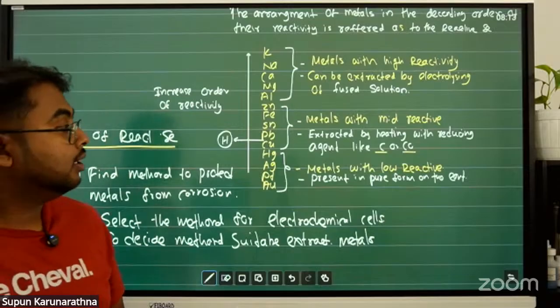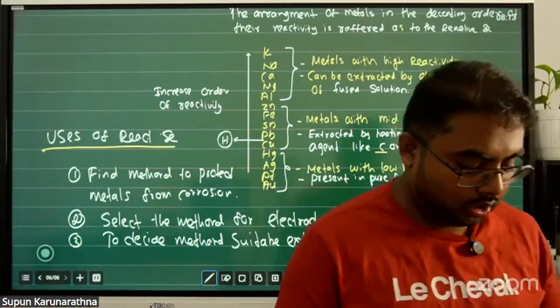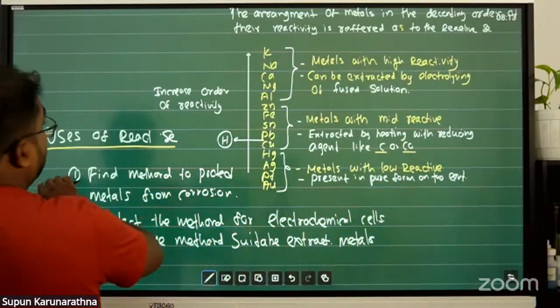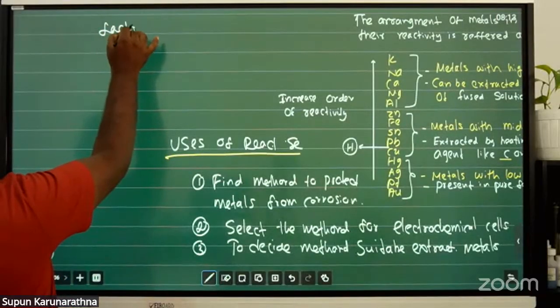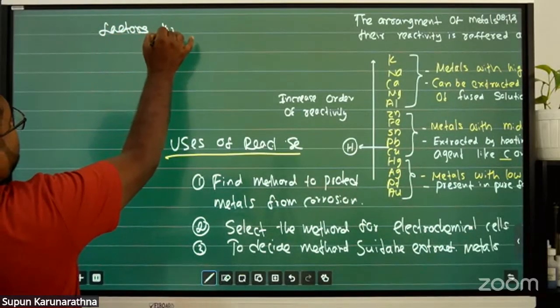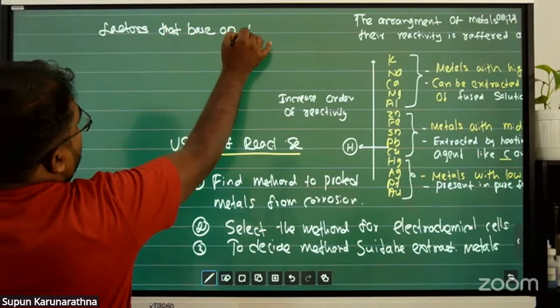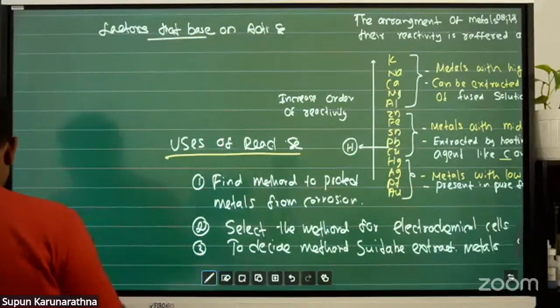The next thing: what are the factors considered based on the activity series? Write this for the next question too. Factors based on the activity series. What are they?